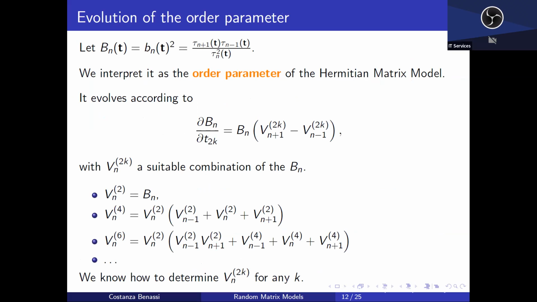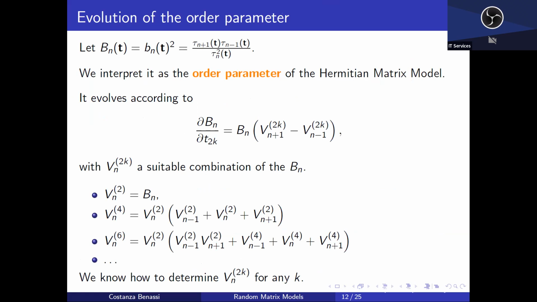I'm just going to switch from this small b to this capital B. There is just a square in between, so I get rid of that annoying square root that I had at the beginning. So my capital B is just this ratio. And I'm going to interpret this capital B as the order parameter of the Hermitian matrix model.